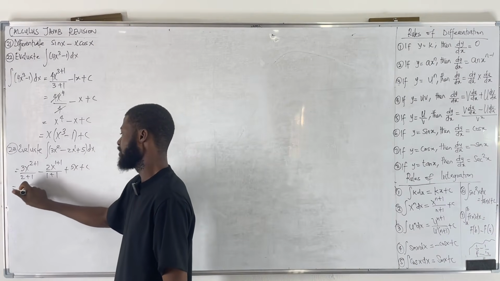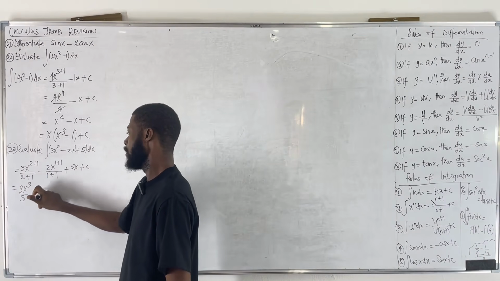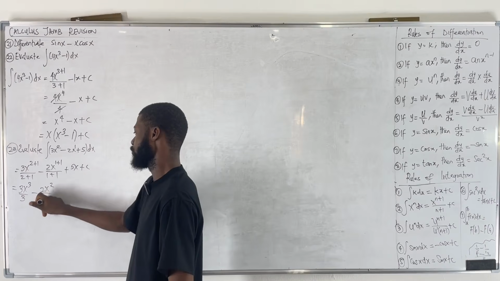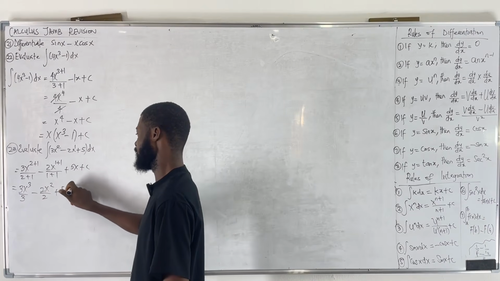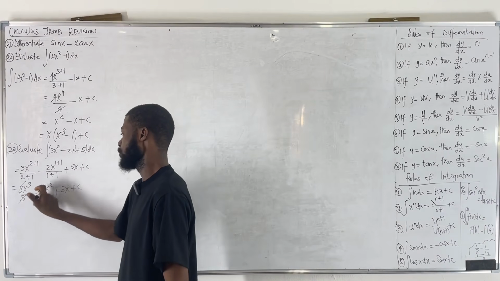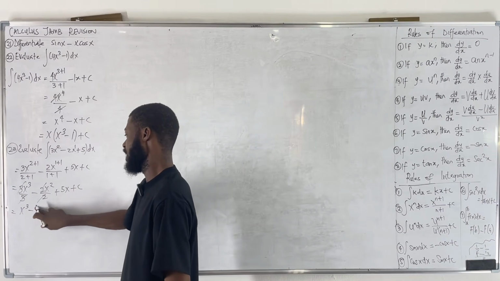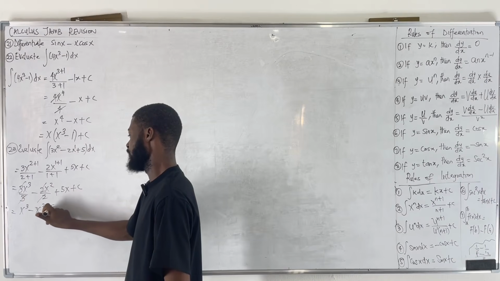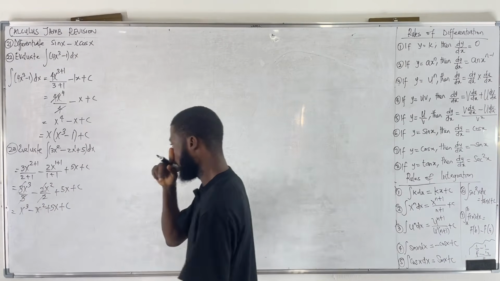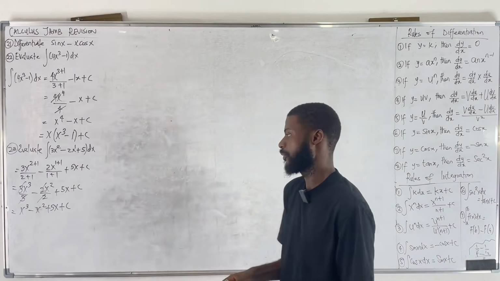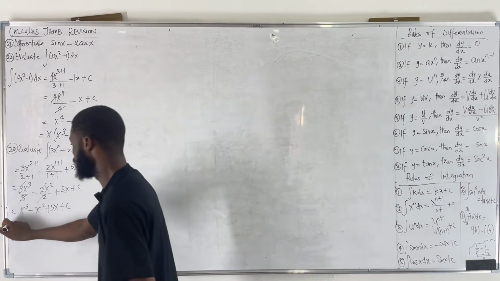Now this will be 3x cubed over 3 minus 2x squared over 2 plus 5x plus c. So 3 we cancel 3, 2 we cancel 2. So this will be x cubed minus x squared plus 5x plus c. So that will be the answer to that very equation. Let's move on to number 24.